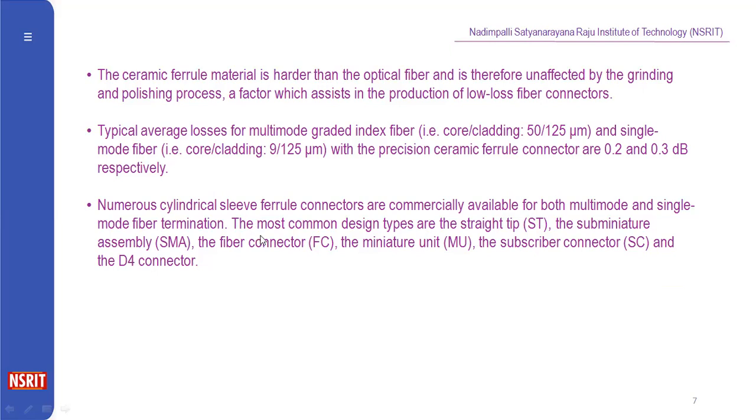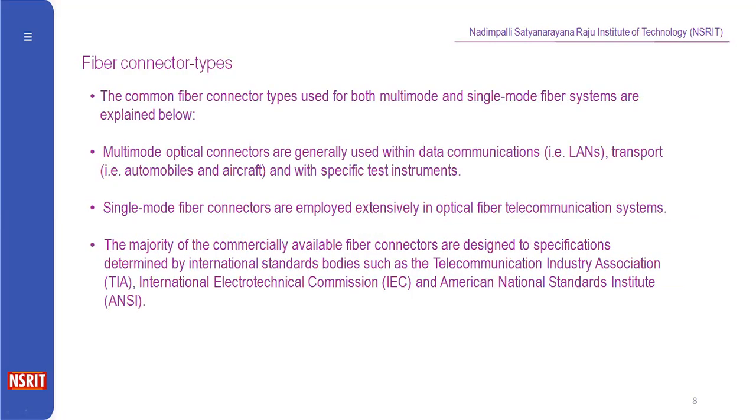There are many connectors that are available for both multi-mode and single mode. Most of the common design types are straight tip ST, sub-miniature assembly SMA, the fiber connector FC, the miniature unit MU, the subscriber connector SC. These are the different fiber connectors that we can observe later. The common fiber connector types used for both multi-mode and single mode fiber systems are explained here.